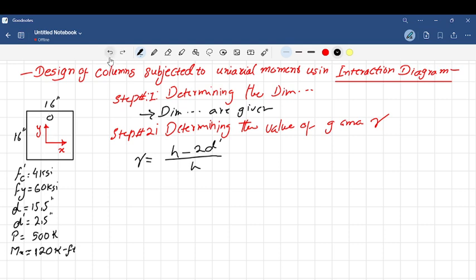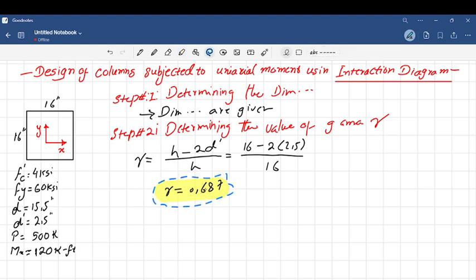Let me plug in the values. Since the column is a square column, h equals 16 inches. In this case, 16 minus 2 times 2.5, divided by 16 again, and the value of gamma equals 0.687. Let me highlight this value. We will need it further for our interaction diagram selection, and let me shift it upward.